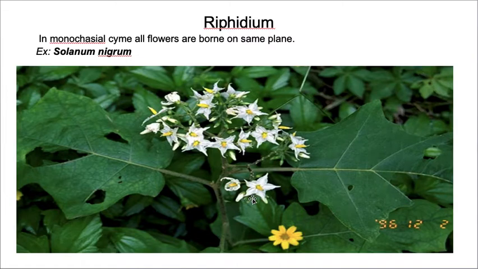Now, Rhaphidium means this is a monochasial cyme. All flowers are borne on the same plane. Look here, Solanum nigrum is the best example.